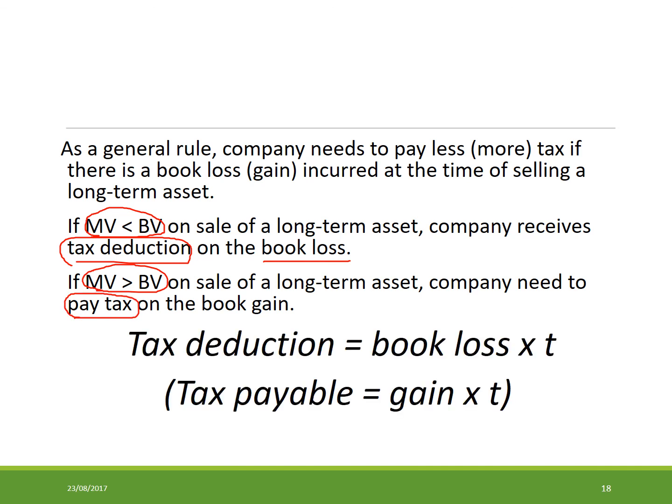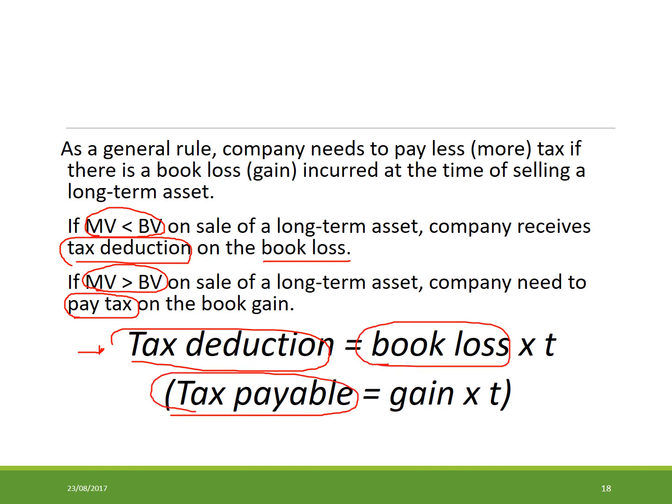So the general rule is here. Our tax deduction, or the amount of tax that we have to pay, is given by the loss from the sale of the equipment times the tax rate, or in the case of tax payable, the gain on the sale times the tax rate, right?